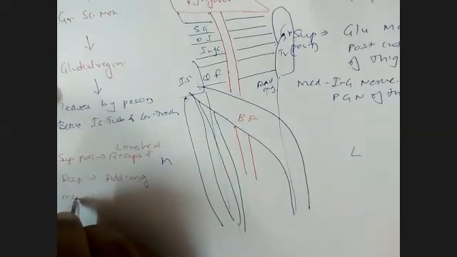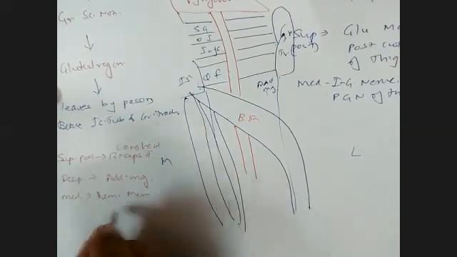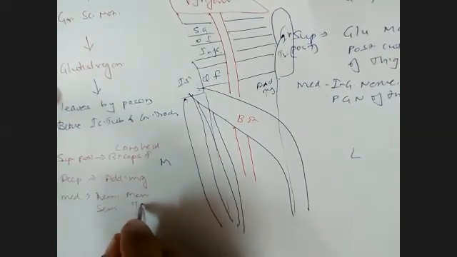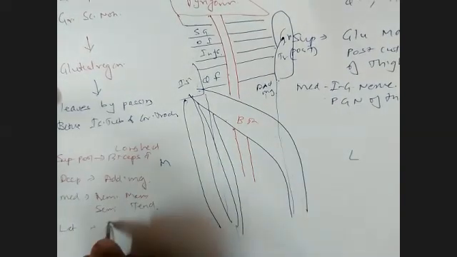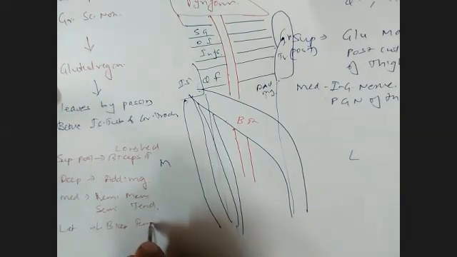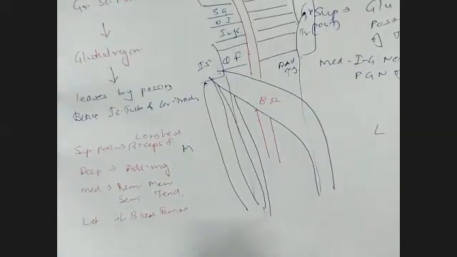What is the medial relation? Semimembranosus, semitendinosus. What is the lateral relation? The long head of biceps femoris. So these are the relations in the thigh. Okay.